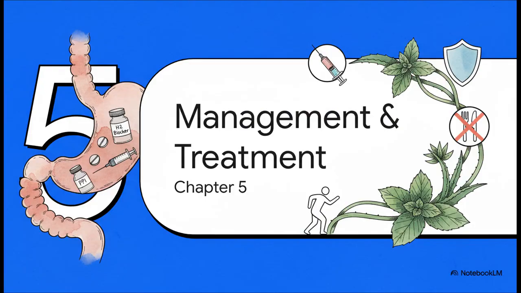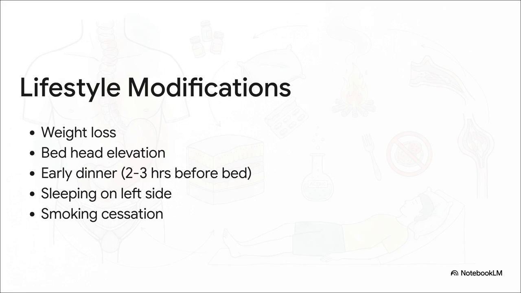Which brings us finally to our last chapter, management and treatment. Knowing all the risks, how do we actually get GERD under control, manage the symptoms, and prevent those terrible complications we just talked about? The absolute foundation of treatment is lifestyle changes. For overweight patients, weight loss is number one. Quitting smoking is essential. And some simple mechanical tricks can make a huge difference, like propping up the head of the bed, not eating too close to bedtime, and even sleeping on your left side to physically keep reflux down.